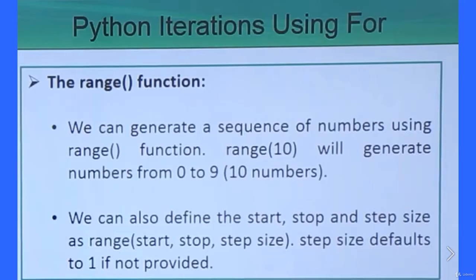We can also define the start, stop and step size in range: start, comma, stop, comma, step size. The step size defaults to 1 if it is not provided. Let us suppose we write range(1, 10, 1). That means it will have the values ranging from 1 to 9, with an increment of 1.